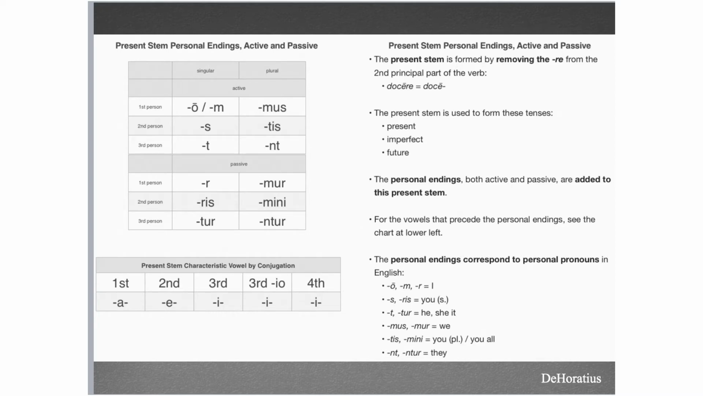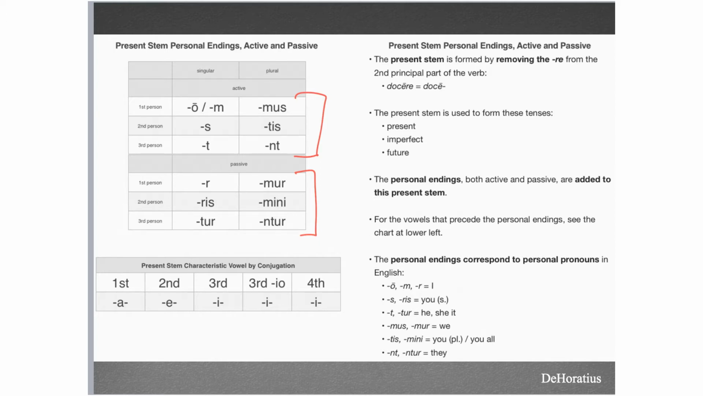All right, so here, of course, are your active personal endings. These are the ones we already know. So o/m, s, t, mus, tis, nt, those are our active endings. And then these are the new endings you'll have to learn for the passive. So or/r, ris, tur, mur, mini, ntur.